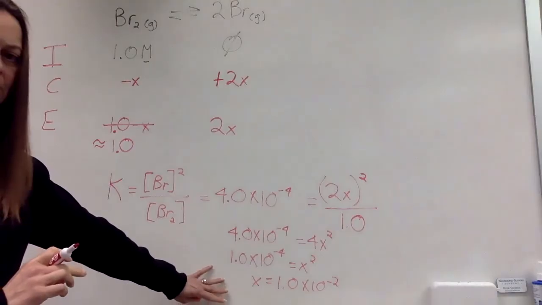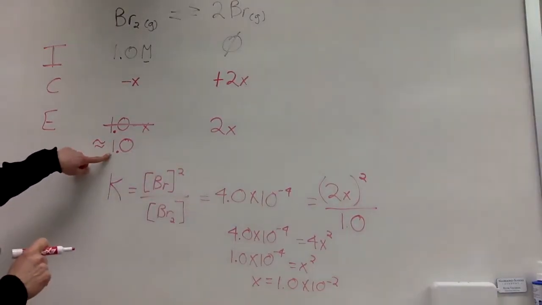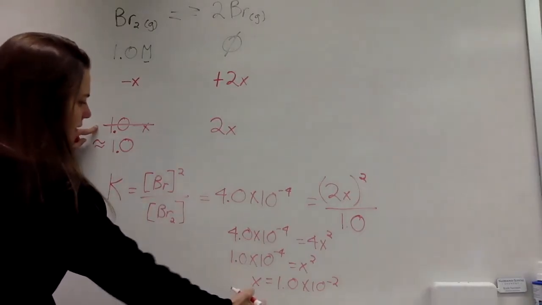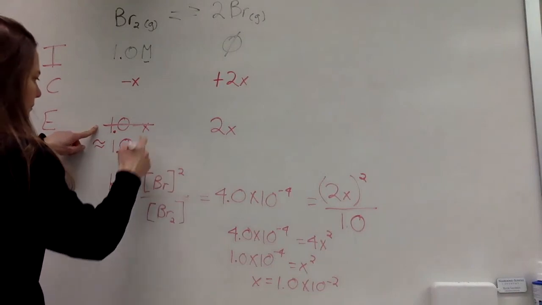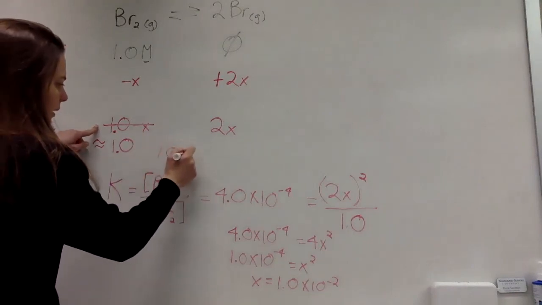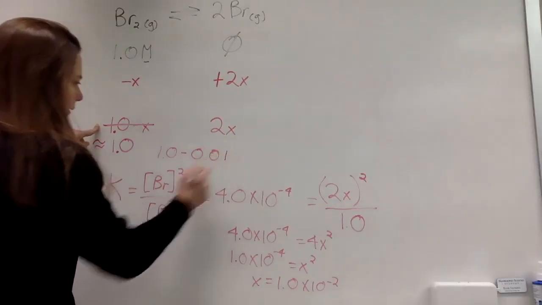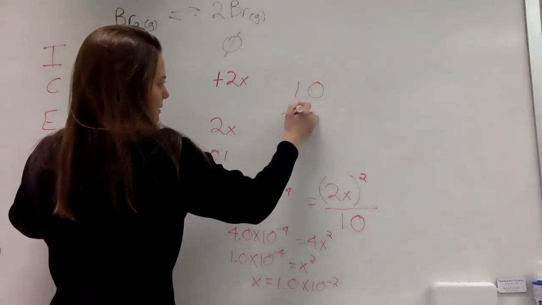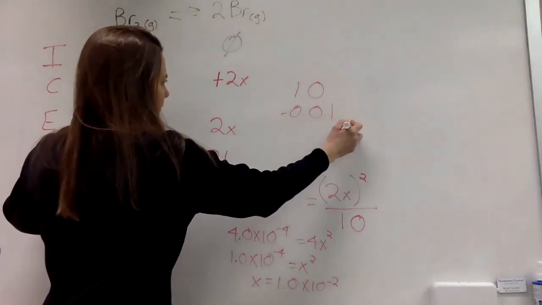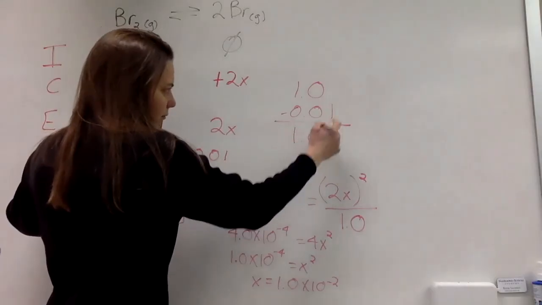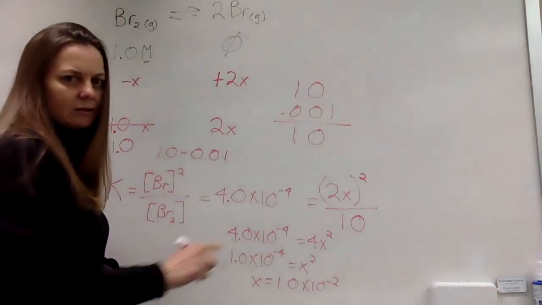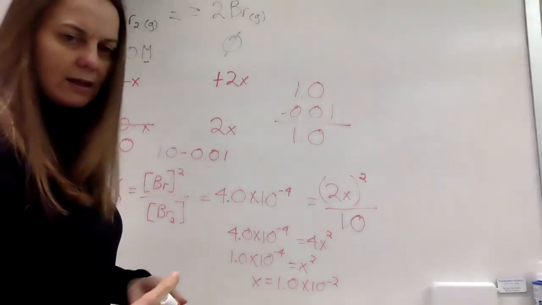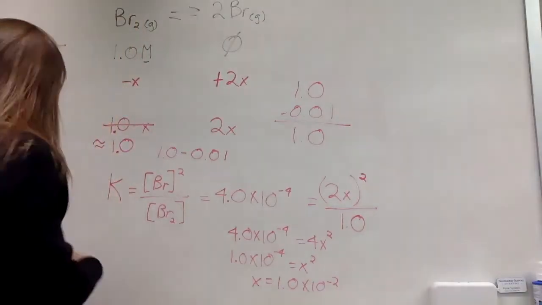So let's go back to our simplifying assumption. This is 1.0 minus x. If x is 1.0 times 10 to the negative second, that means that this value should be 1.0 minus 0.01. And our significant figure rules tell us that 1.0 minus 0.01 is 1.0, because I have to ignore that 0.01, because I don't have anything to subtract it from up here. And so we know that our simplifying assumption in this case gives us a number that is valid.